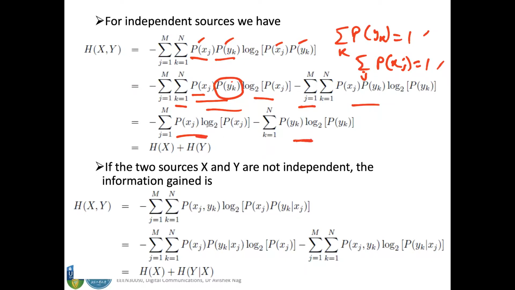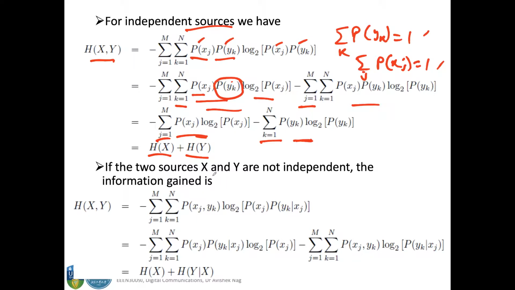So here you have probability of xj times log of probability of xj. Here you have probability of yk times log of probability of yk, and these are summed over j and k respectively. So you can write that these are actually the entropy of x and the entropy of y. So for independent sources, the joint entropy is actually the sum of the individual entropies.